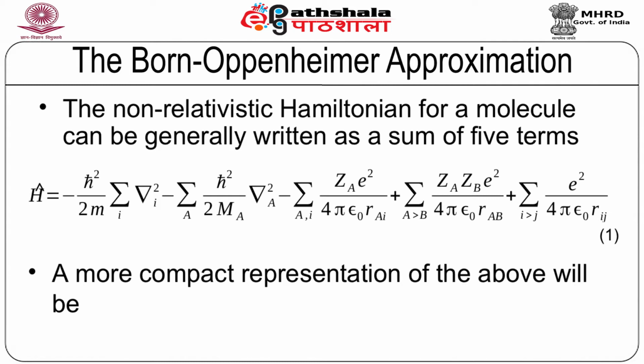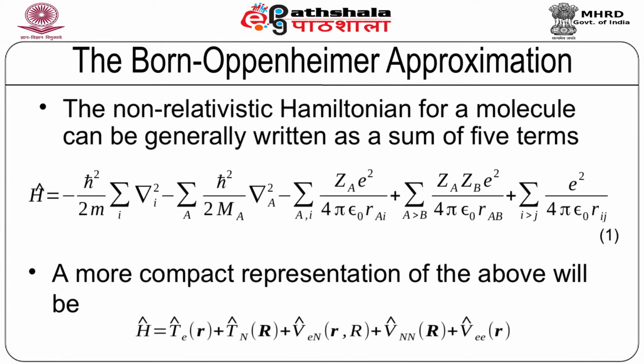Now this equation can be represented in a more compact form as H equals T_e(r), where T_e(r) is the kinetic energy operator for the electrons, plus T_n(R), which is the kinetic energy operator for the nuclei, plus V_en(r,R), which is the potential energy operator for electron-nuclei interaction, plus V_nn(R), which is the potential energy operator for interaction between the nuclei, and V_ee(r), which is the potential energy operator for electron-electron interaction.